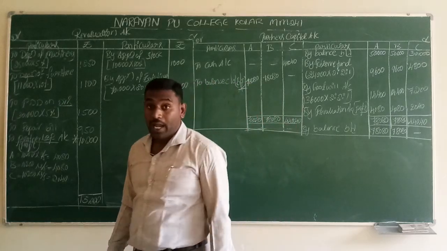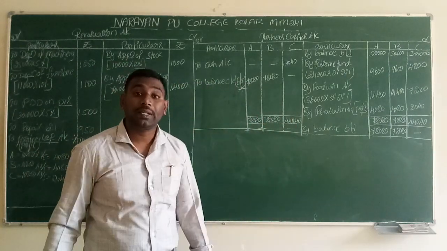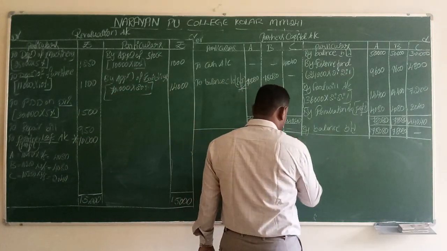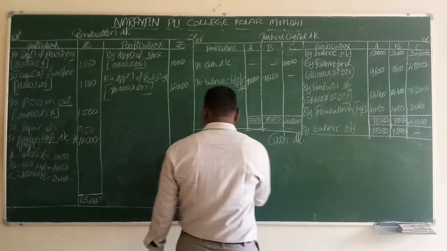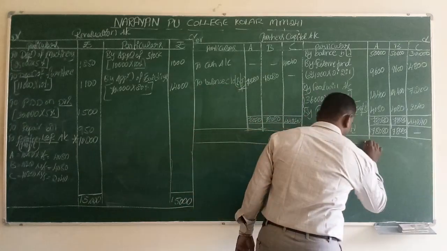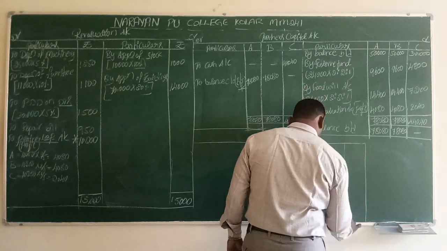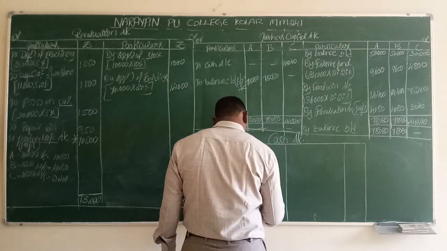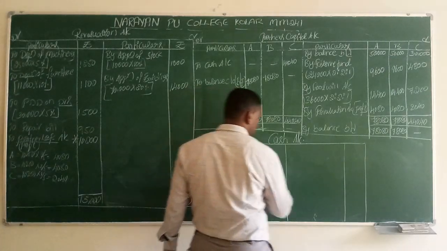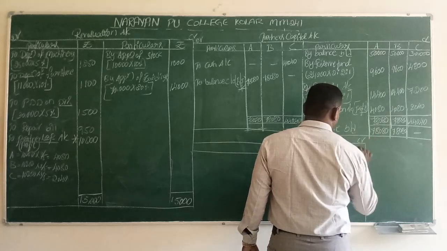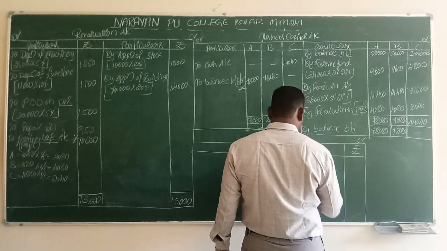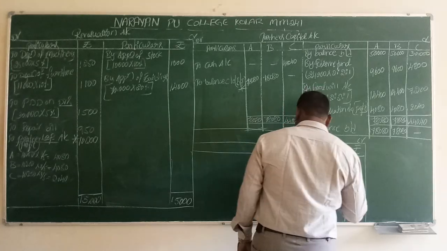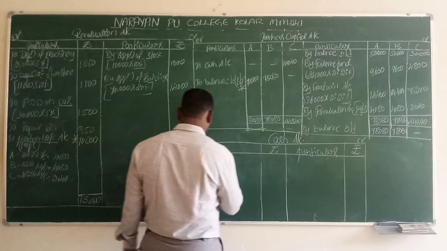Now we have to move to preparation of the third account. Which account is that? Cash account. We will draw the columns for the cash account. We write the heading Debit and Credit compulsorily. The columns are Particulars, Amount, Particulars, Amount.